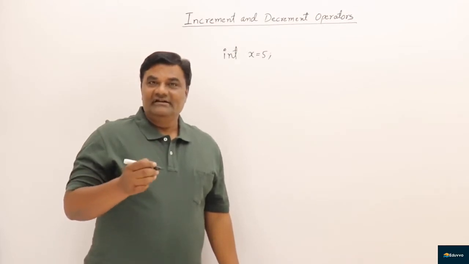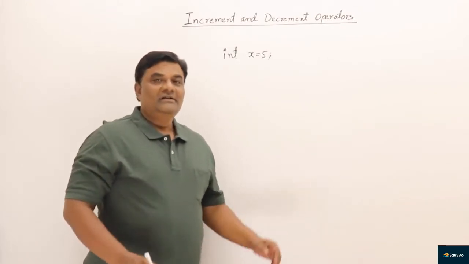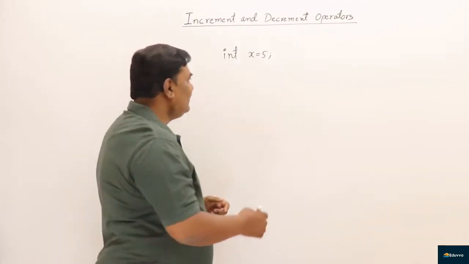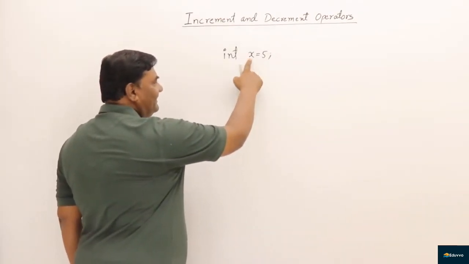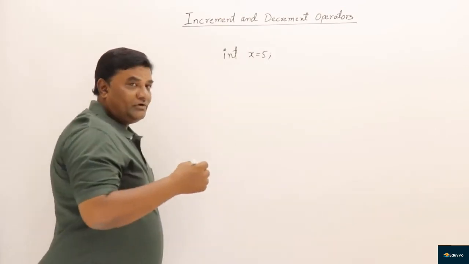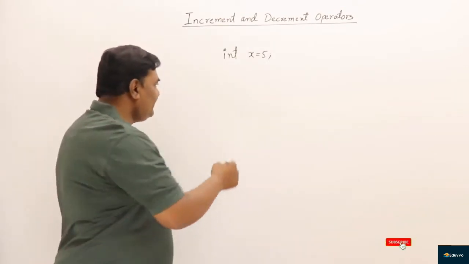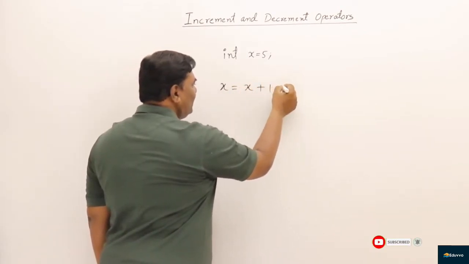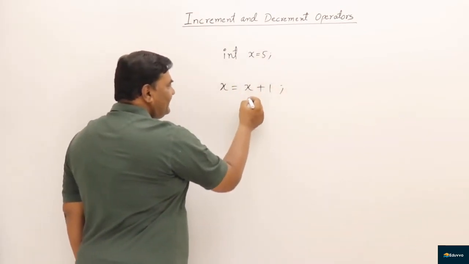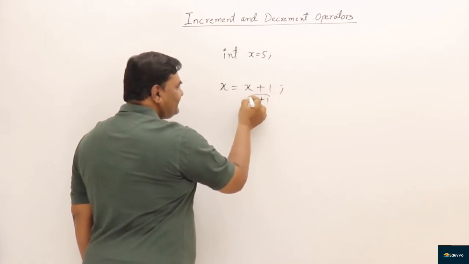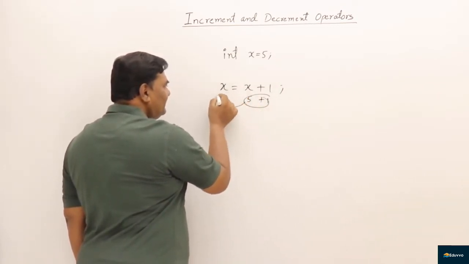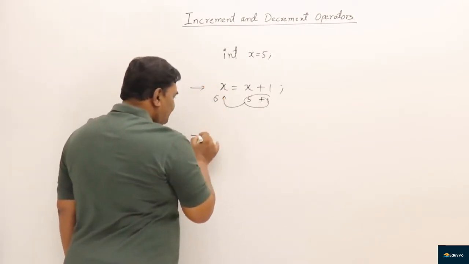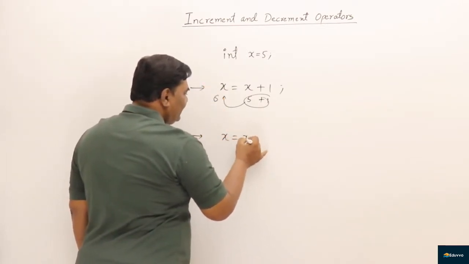Next topic is increment and decrement operators. It's a common practice in languages that, suppose you have a variable x having the value 5 and we want to increase it, then we write the statement like this: x = x + 1. So whatever the value of x, 5 plus 1, it becomes 6, and that result is stored in x. Otherwise, we also need another type of statement, x = x - 1.